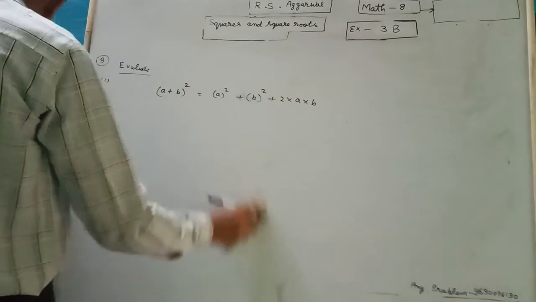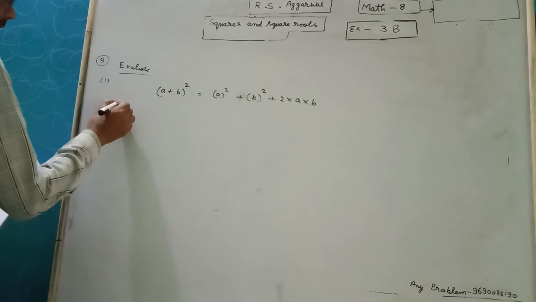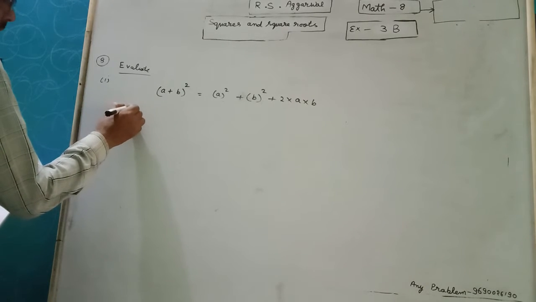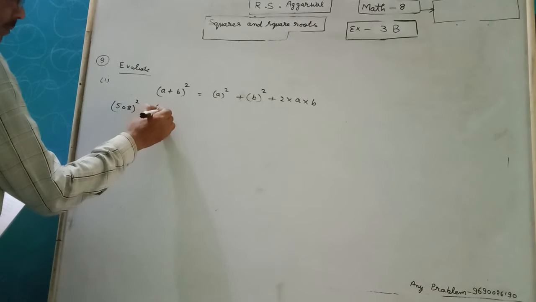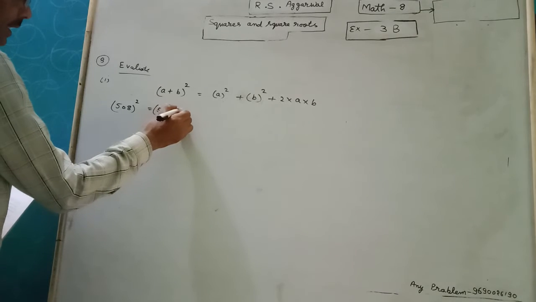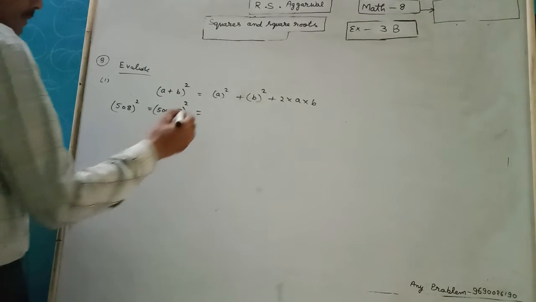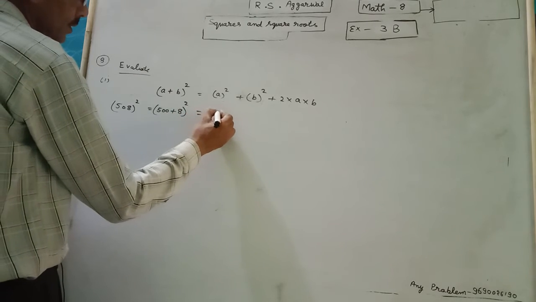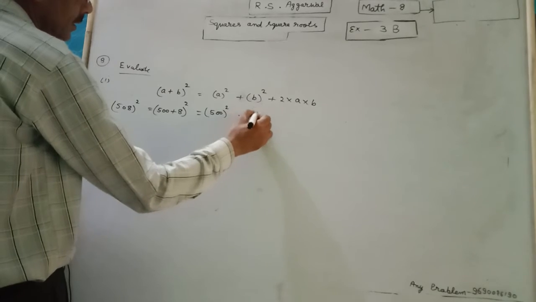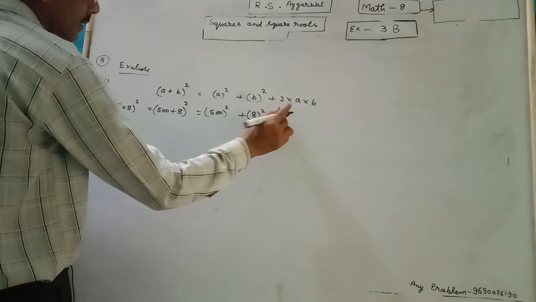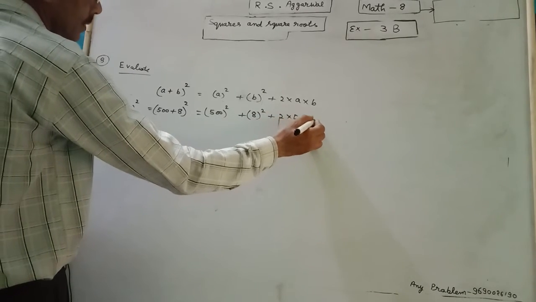Second part number is 508. Write 508 as 500 plus 8. 500 will be A and 8 will be B. Write the value: 500 plus 8 square, 500 square plus 8 square plus 2 into 500 into 8.